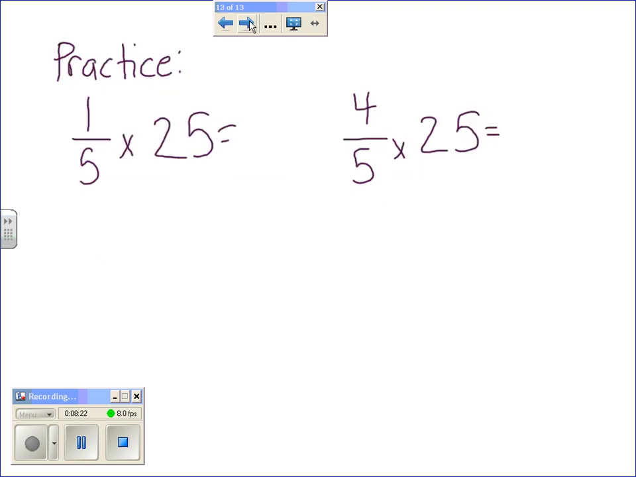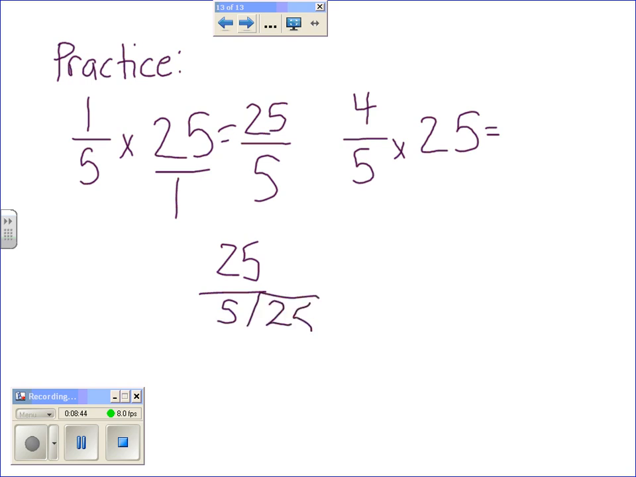I'm going to give you a chance to practice with this as well. I have 1/5 times 25. Rename by putting it over 1. 1 times 25 is 25. 5 times 1 is 5. This is an improper fraction. I would divide to rename, getting the whole number 5. 1/5 times 25 is 5.